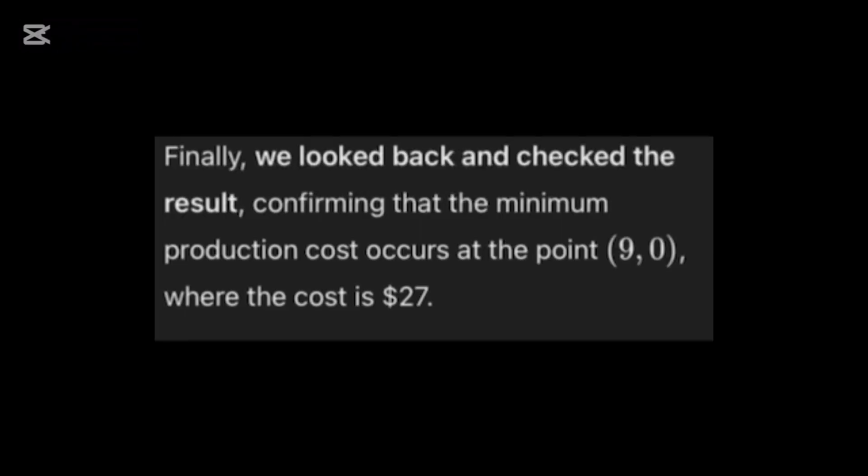Finally, let's look back and check the result. From our evaluation, the minimum cost occurs at the point (9, 0), where the total production cost is $27. This is the optimal solution of the problem. It means the company should produce 9 units of product X and 0 units of product Y in order to minimize production cost.